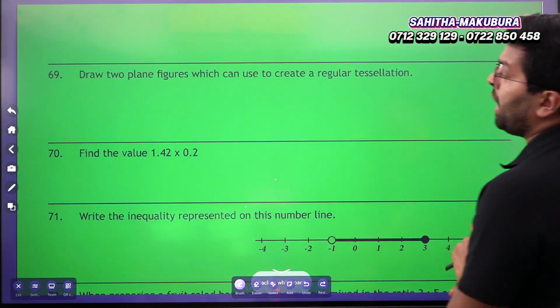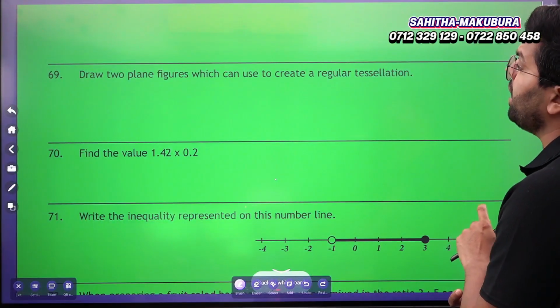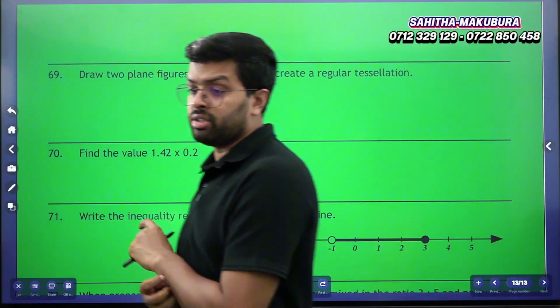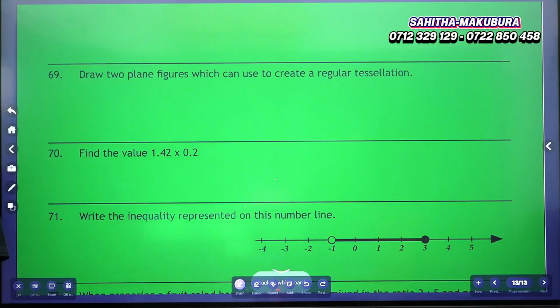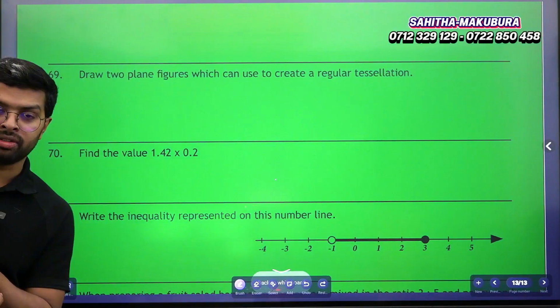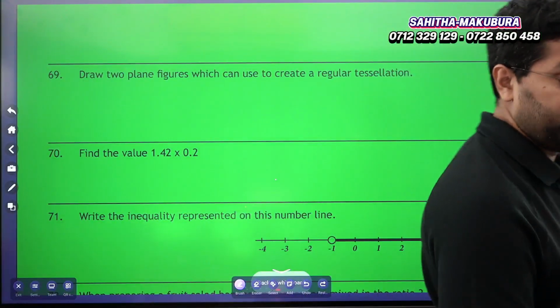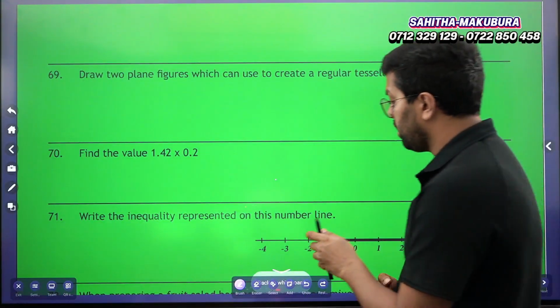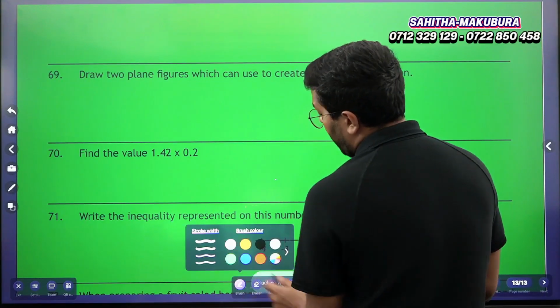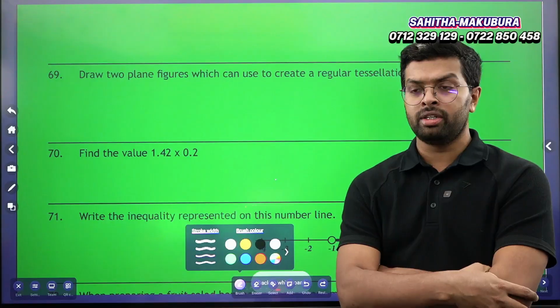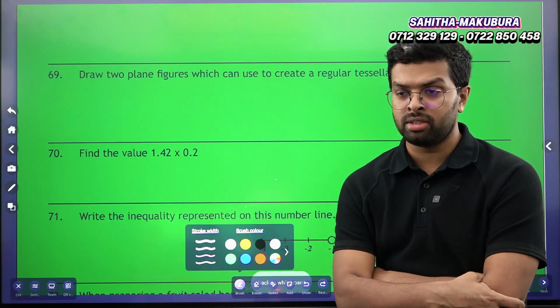Draw two plane figures which can be used to create regular tessellations. Can you remember regular tessellations? The tessellations done with regular polygons. Okay, right? So what can we construct? Can we do regular tessellation from all the types of regular polygons?